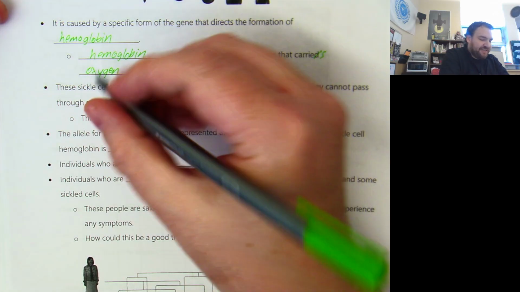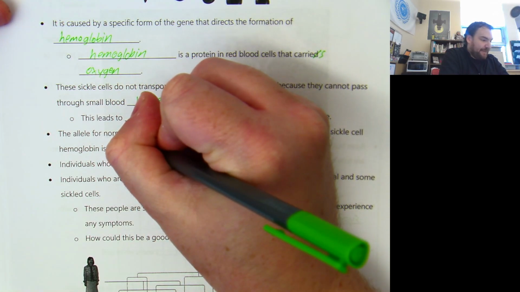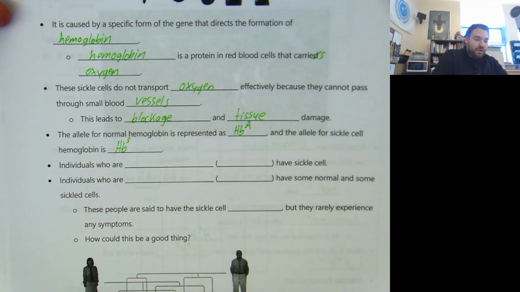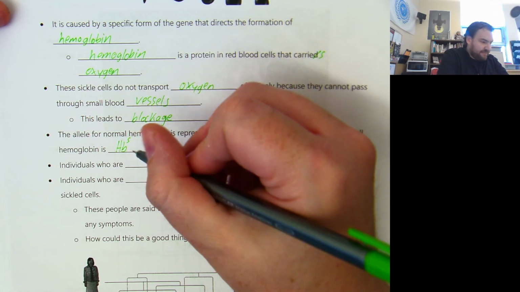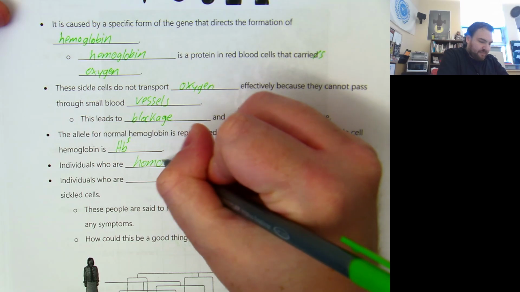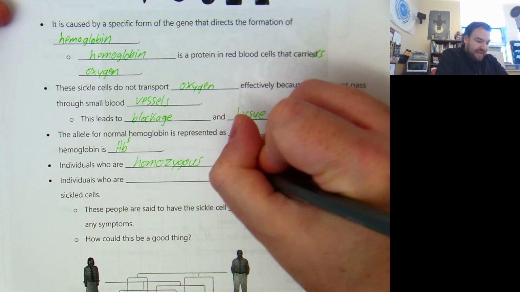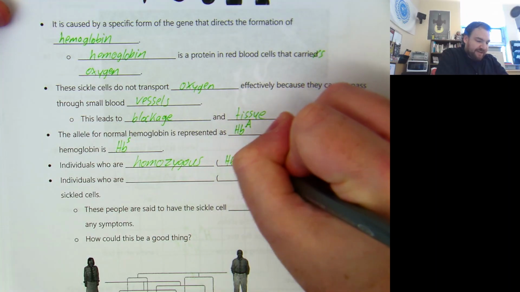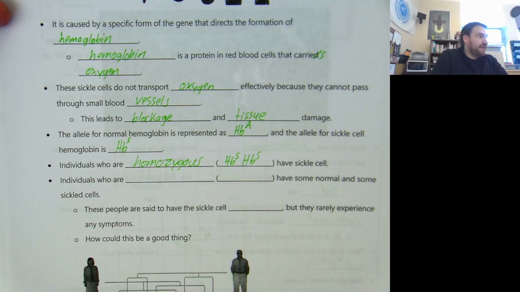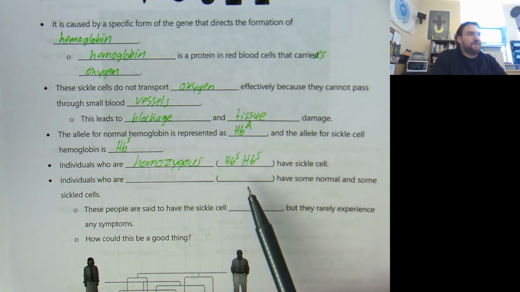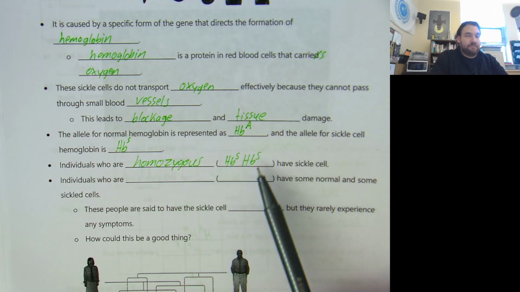And the allele for sickle cell is HB with a capital S. So if you are homozygous HBS, HBS, you have sickle cell in its fullest, most awful form.